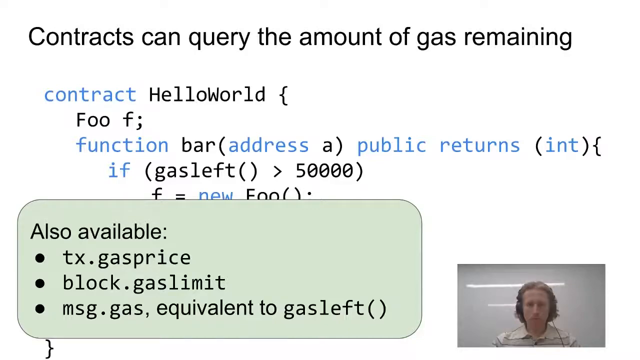There are some other ways to interact with gas in your programs. In Solidity, you can look at the price being paid for gas in this transaction, so maybe your program will do different things if gas is currently cheap or expensive. You can look at the gas limit for the entire block if you want to. And there is message.gas, which is an older equivalent of the gasleft function.